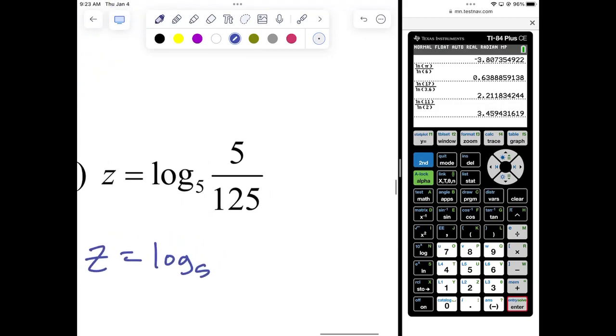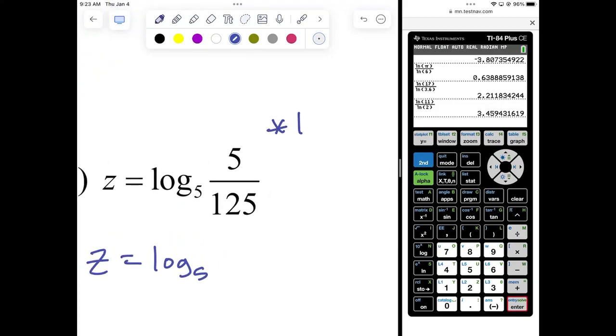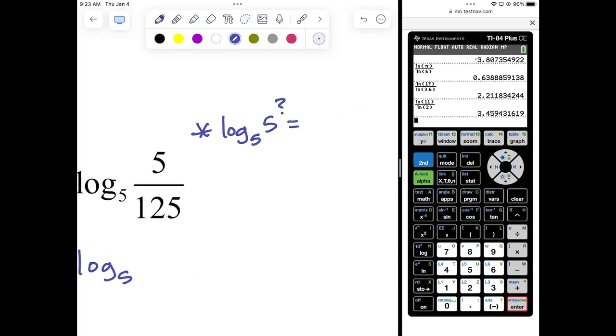Here's my strategy. I'm going to write it as log base 5 of 5 to the something power. If I can write it as log base 5 of 5 to the something power, I know my answer is that something. That's using the inverse property.